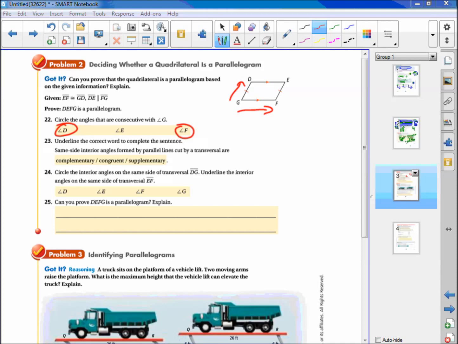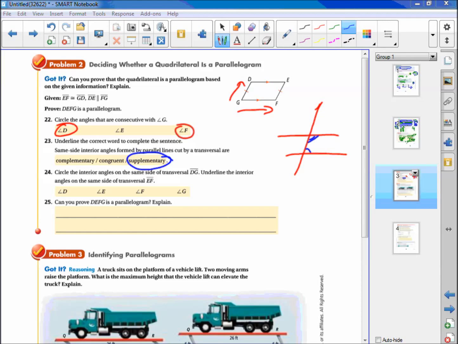Underline the correct word to complete the sentence. Same side interior angles formed by parallel lines cut by a transversal are either going to be complementary, congruent, or supplementary. So let's draw a set of parallel lines and remind ourselves. Here's our transversal. And same side interior are these two. They are certainly not congruent, but they are supplementary. Okay. Remember, alternate interior are congruent and none of them are complementary.